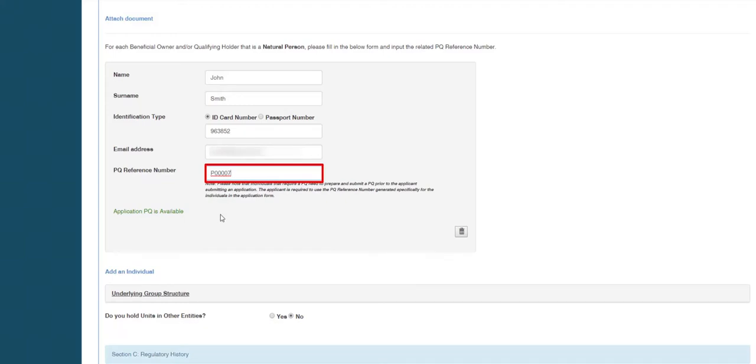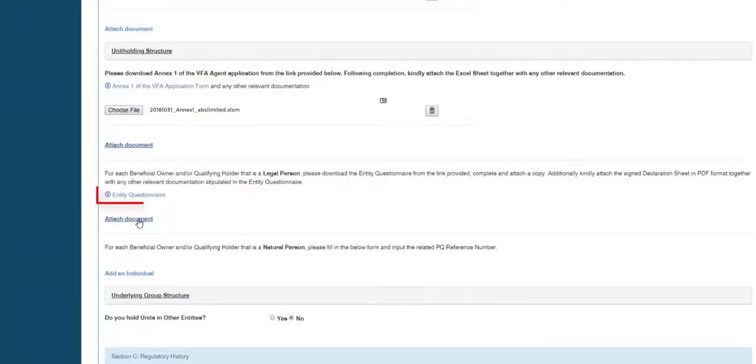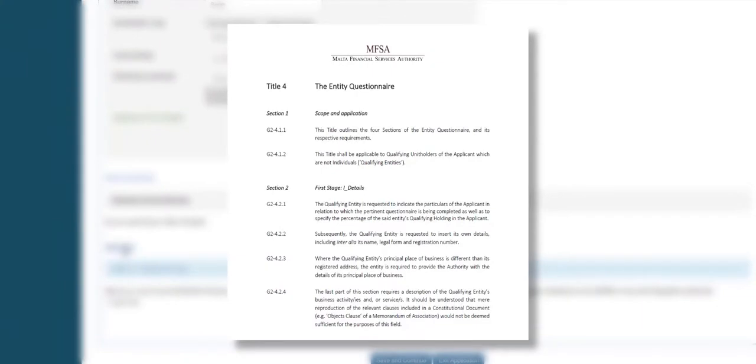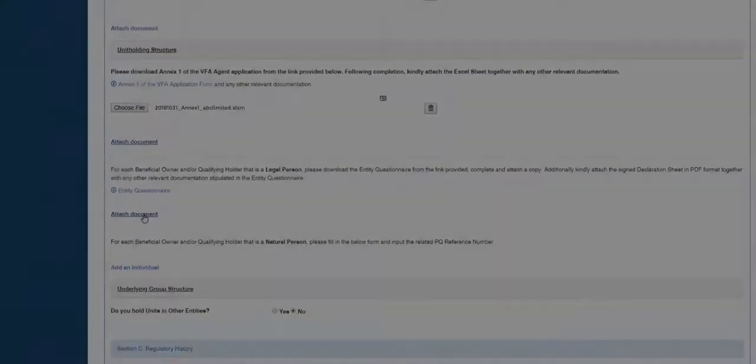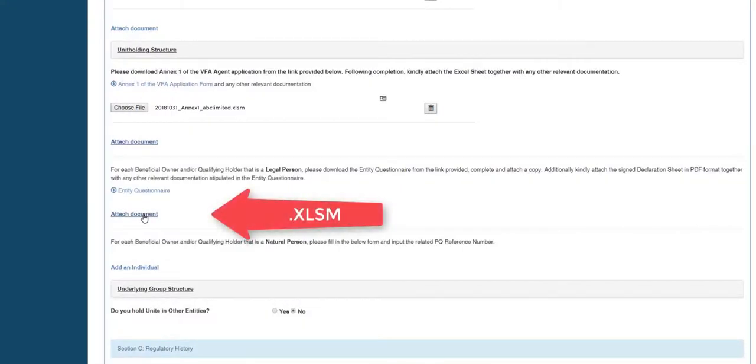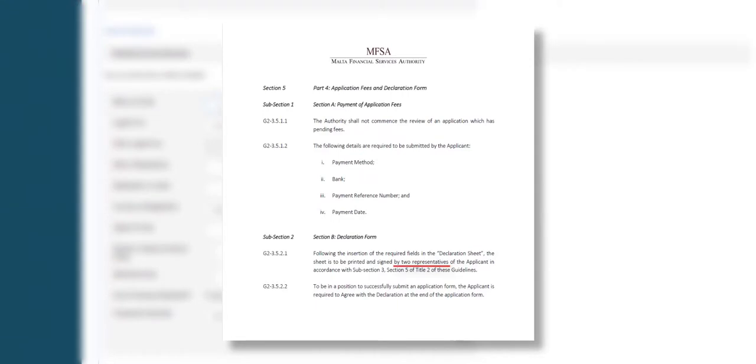The applicant should also attach to the application entity questionnaires of those entities which have a qualifying holding in the applicant. This entity questionnaire should be completed in accordance with Title 4 of the Guidelines to the VFA agent application. This questionnaire should be uploaded in .xlsm format, while the declarations sheet should be signed by 2 representatives of the applicant in accordance with subsection 3, section 5 of Title 2 of these guidelines.